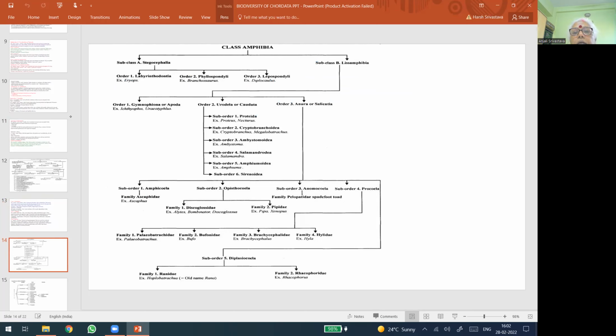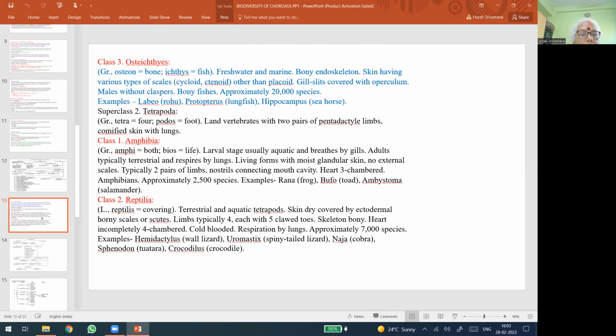This includes subclass 2, Lissamphibia, that includes most living amphibians. It includes three important orders: Gymnophiona or Apoda, having no limbs; Urodela or Caudata, having a tail in their morphology; and the most modern amphibians, Anura or Salientia. This Anura includes these four suborders with the modern amphibians. Then comes Reptilia.